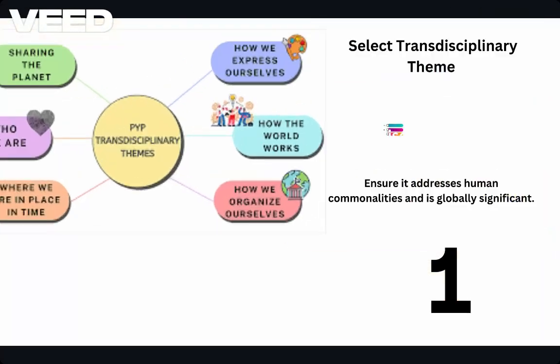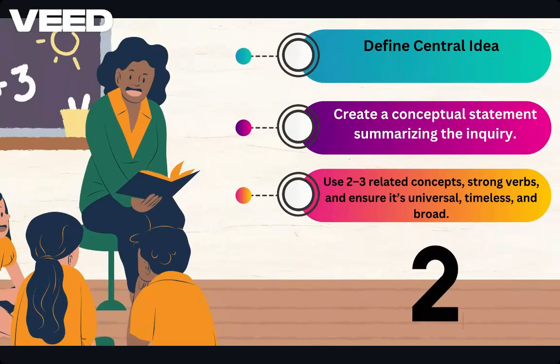The second step is to define the central idea. Create a conceptual statement that summarizes the inquiry. Use two to three related concepts and a strong verb. Make sure it's universal, timeless, and broad. For example, systems interact and influence each other.